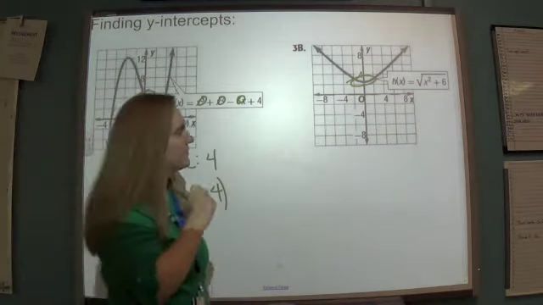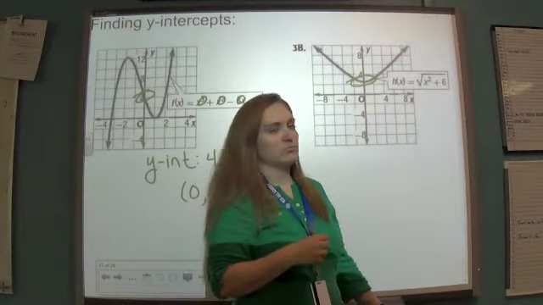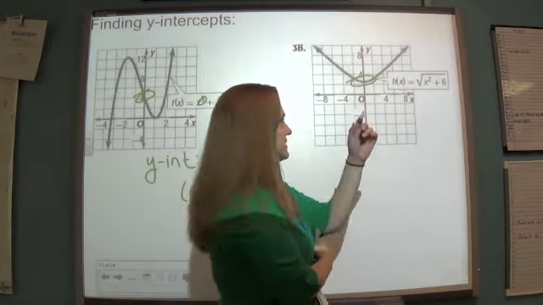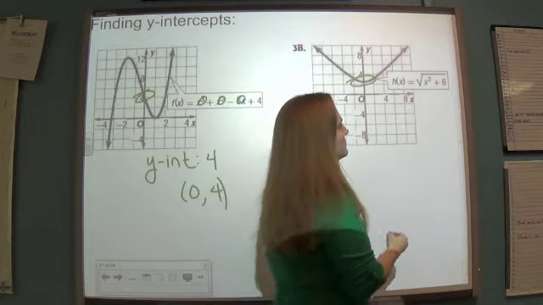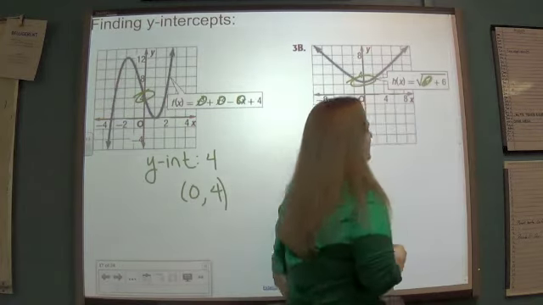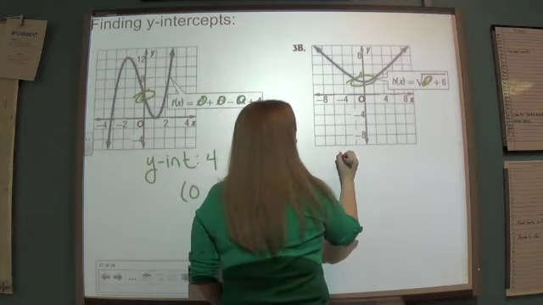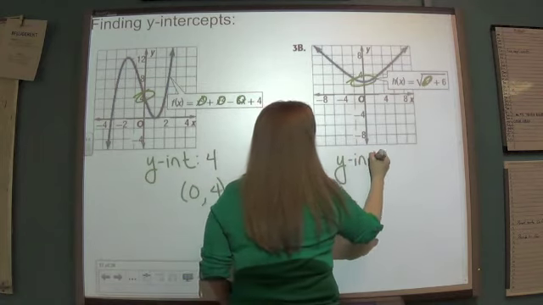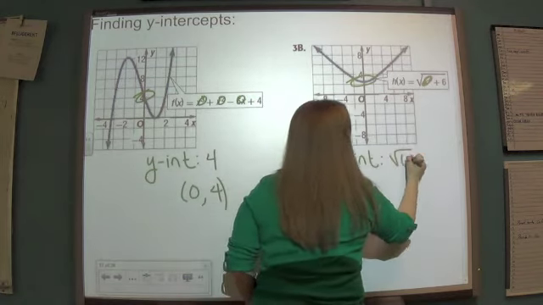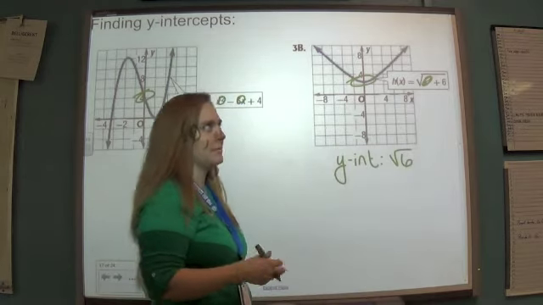Okay, now we'll do this one. We estimate it to be about 2 point something, probably in the low 2s because it's not even in the middle. So I plug in 0. X squared is 0. 0 plus 6 is 6. So your y-intercept here is the square root of 6, which is 2 point something.